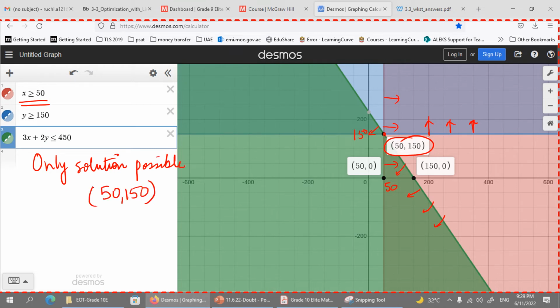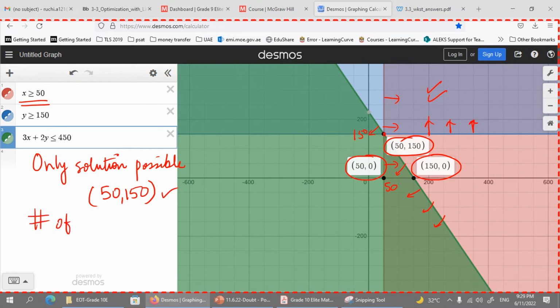I hope you're able to see why we are ignoring these 2 points, because these 2 points don't satisfy this feasible region. Your x has to be more than 50, this part. Your y has to be more than 150. This is satisfied only with this region and this point, not these 2 points. So the only solution is this.